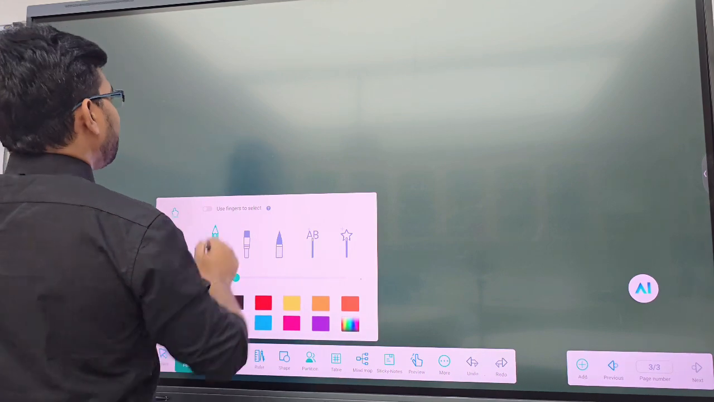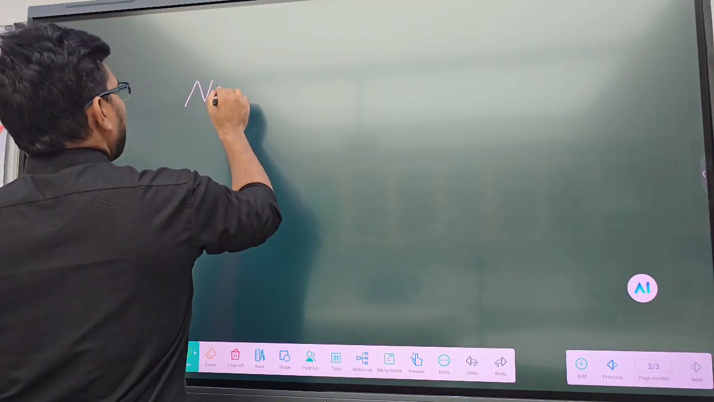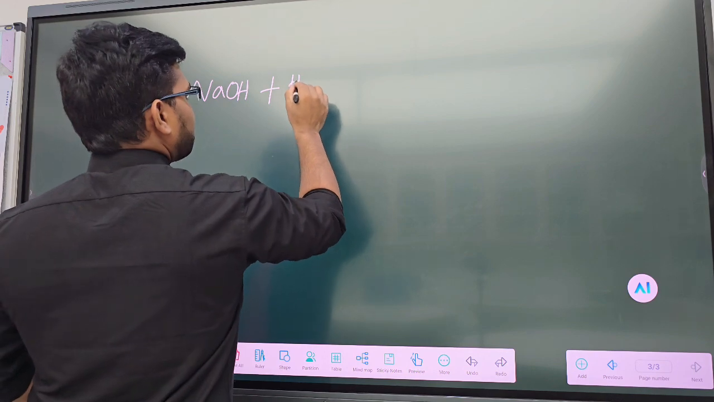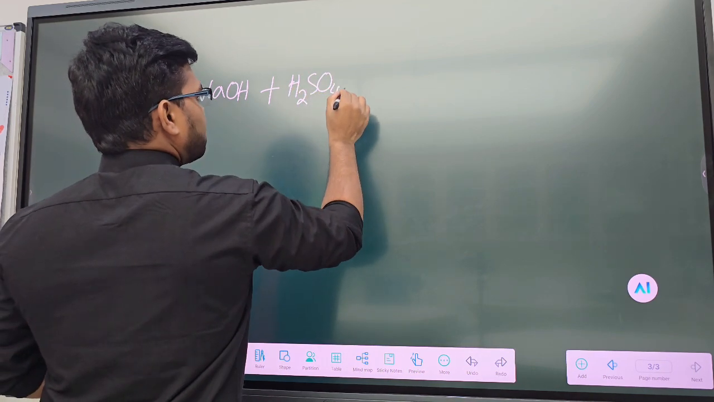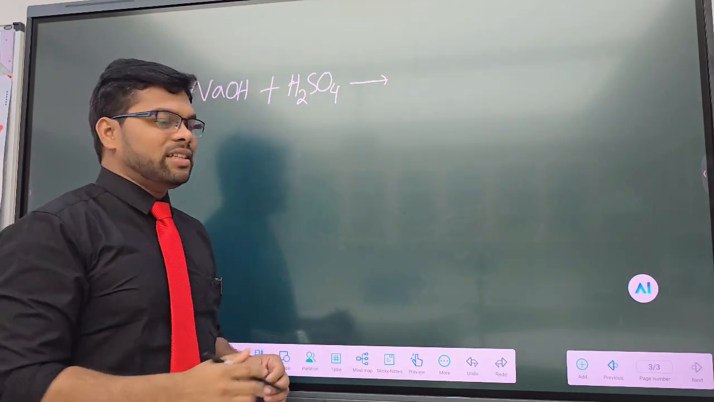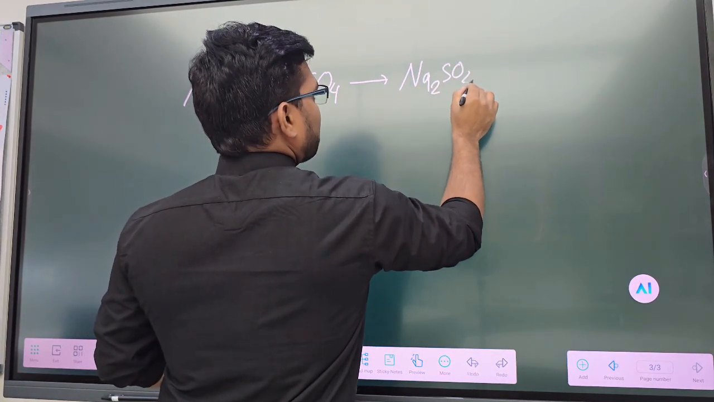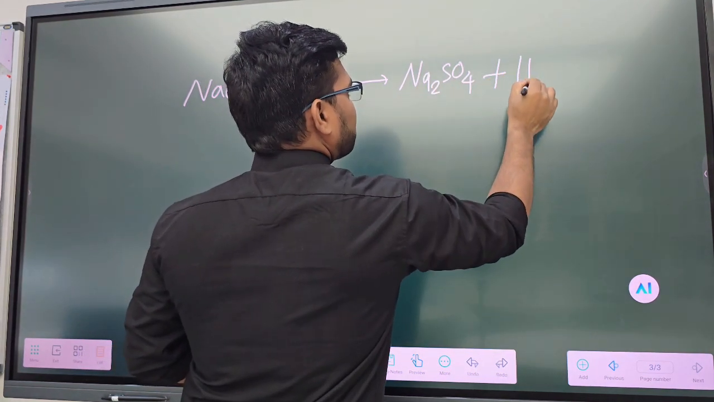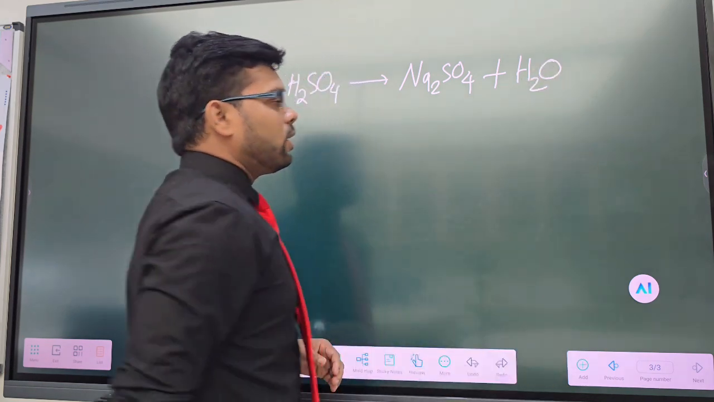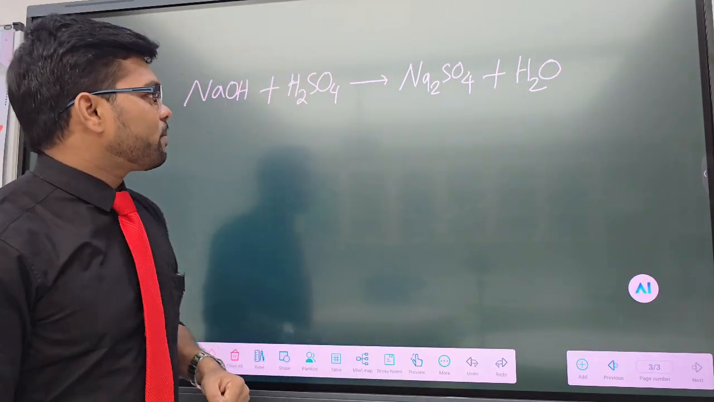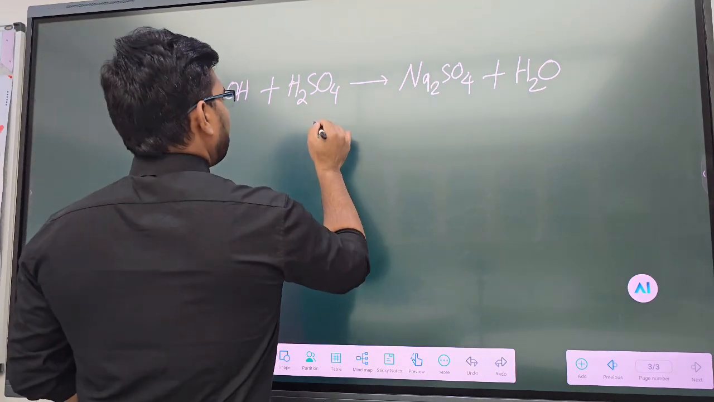For instance, let's say I have sodium hydroxide reacting with sulfuric acid. What will be the product? We know sodium sulfate will be the product, and then water will be produced. This is the chemical equation. How are you going to balance this equation? So what is the rule?